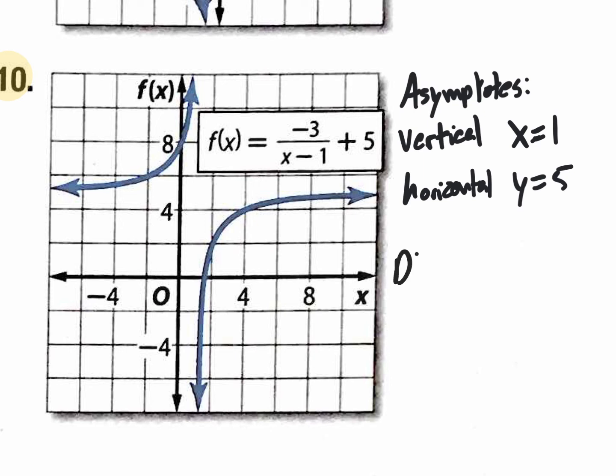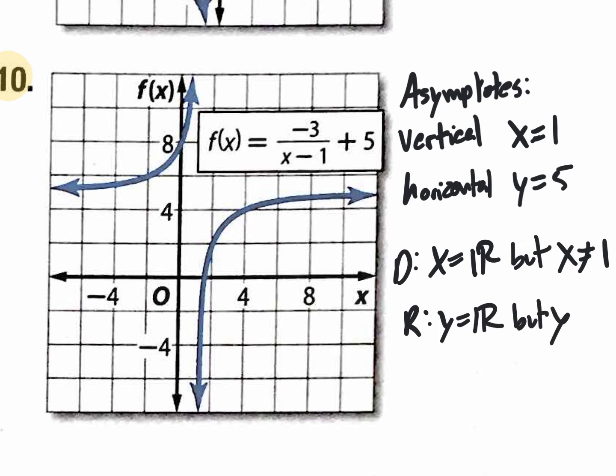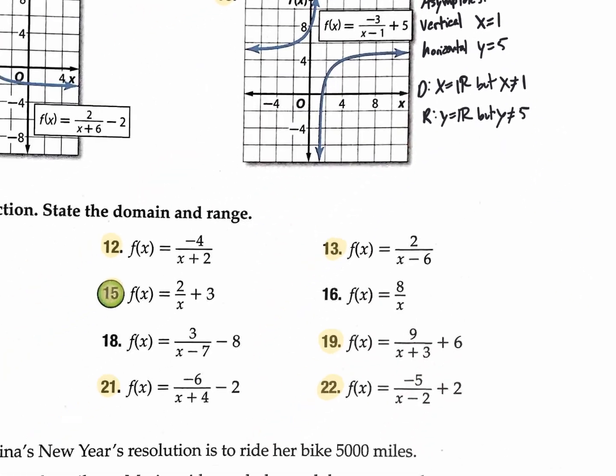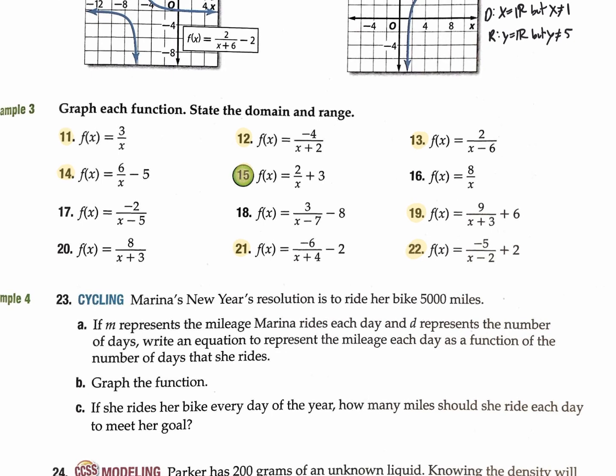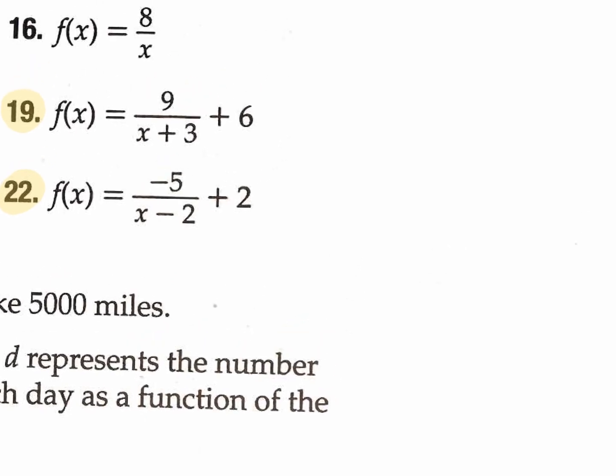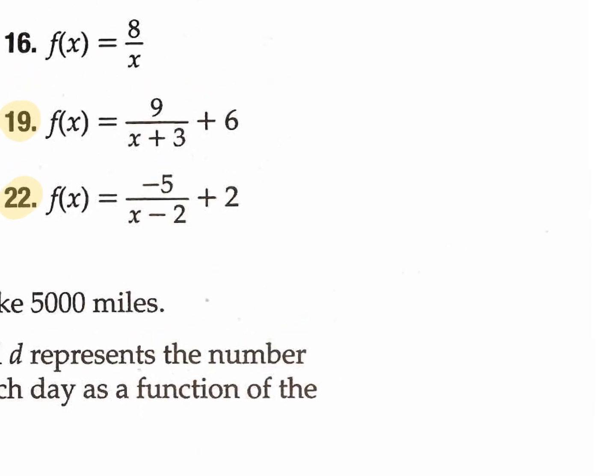What about the domain? X equals all real numbers, but x cannot be 1. The range, y equals all real numbers, but y cannot be 5. That's it? Yes. So that's ridiculously easy, I would say. And the second part of the homework is where they actually want you to graph the function, then state the domain and range. But graphing it is as easy as identifying your asymptotes, sketching them, and then thinking about your a value and see how it affects it.